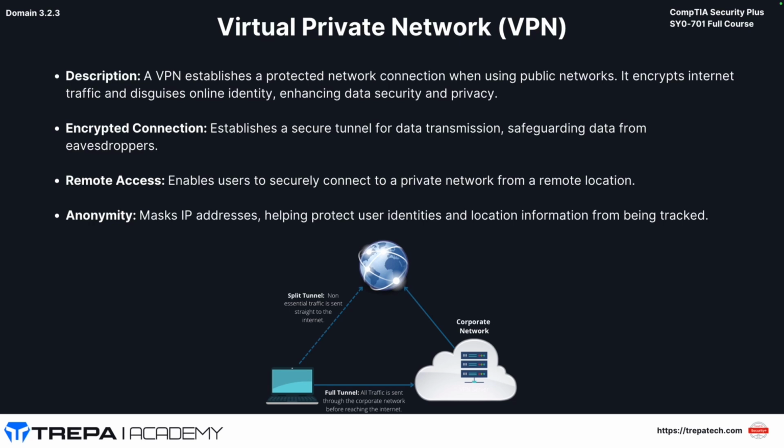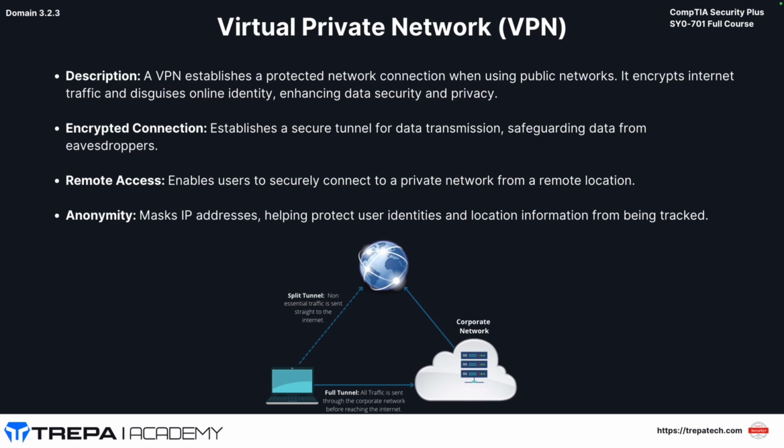Now we use VPN as a form of protection, a way to mask our original IP headers and also to apply data in transit encryption on our actual data payload. So a VPN, the book definition, establishes a protected network connection when using public networks. It encrypts internet traffic and disguises online identity. And what we mean by that is hiding, masking your headers, your layer 3 header to be exact, with a traditional VPN, enhancing data security and privacy.